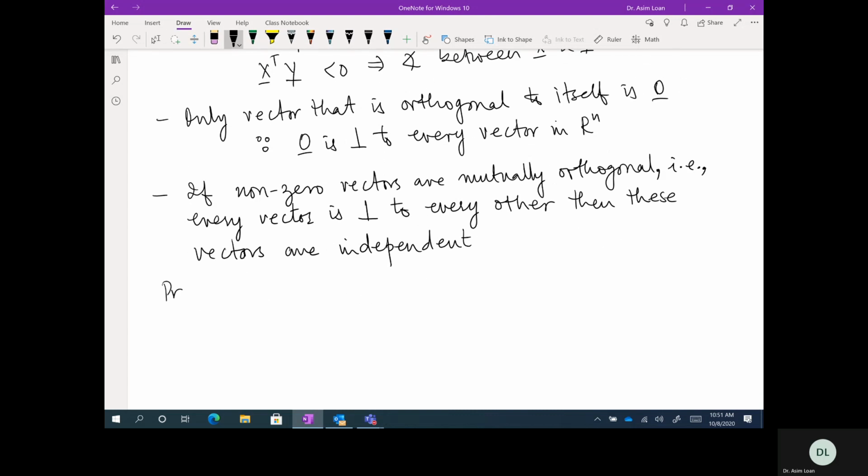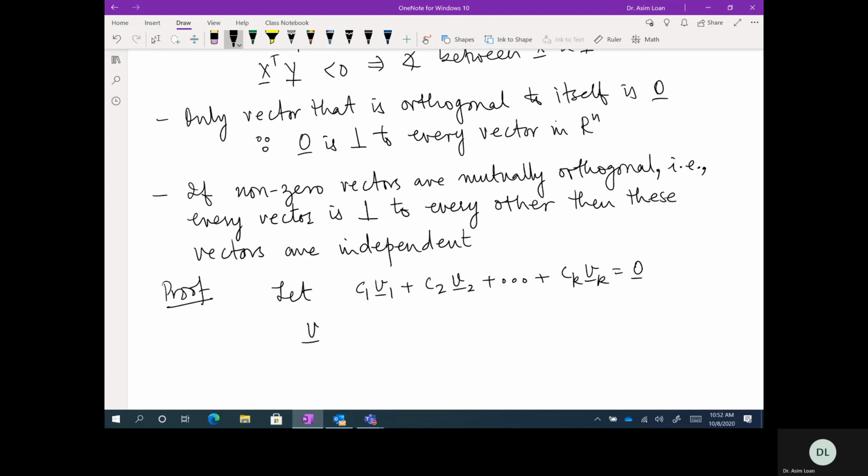So where's the proof here? The proof is, use the definition of independence. Let C1 V1 plus C2 V2 plus ... CK Vk equals 0. This is how you start proving independence. When you show that the only solution for this equation is the trivial solution, then you say the set of these k vectors is linearly independent.